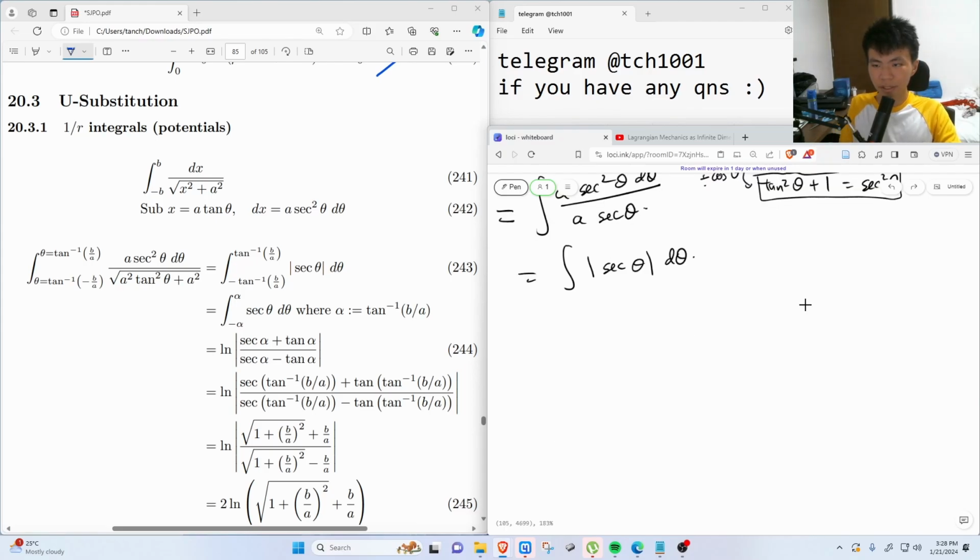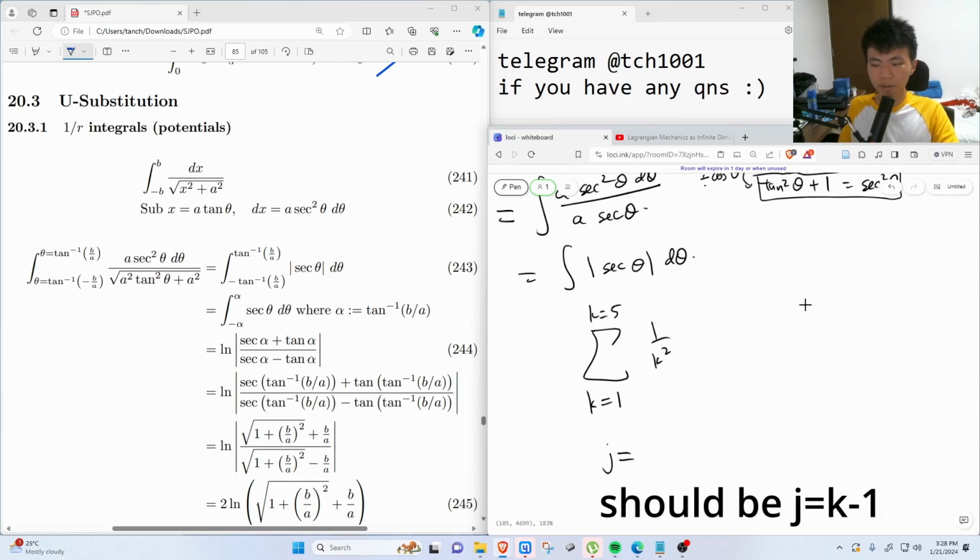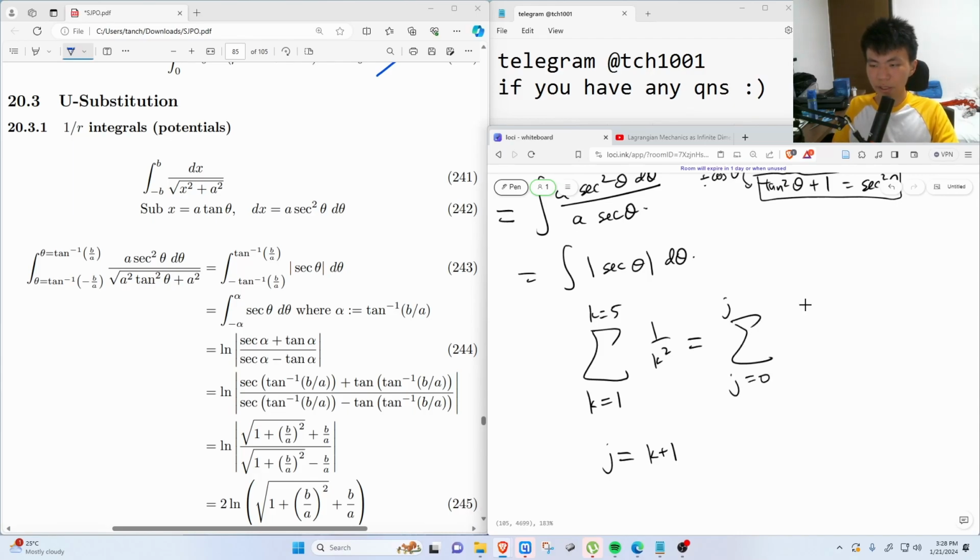So I want to draw an analogy with the summation. Let's say I'm summing from k equals 1 to k equals 5 of 1 over k squared. If I change the variable from k to j, and let's say I set j equal to k plus 1, then I can rewrite this as the sum from j equals 0 to j equals 4 of 1 over j plus 1 squared. We notice that we're evaluating the same sum, just that the variable that I'm choosing to represent this sum is different. I go from k to j, and two things must happen.